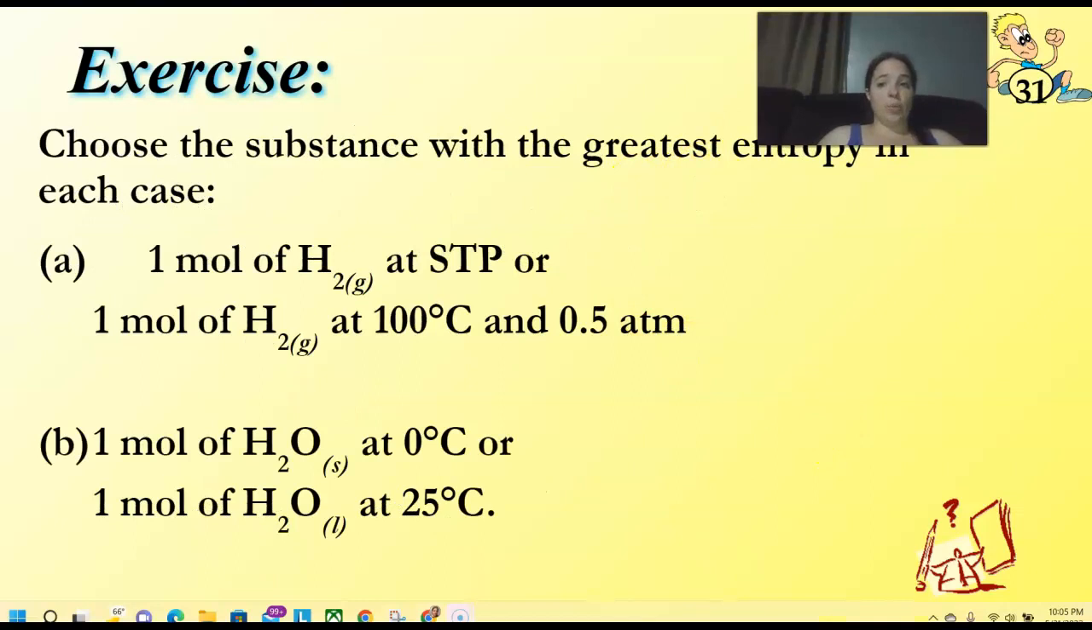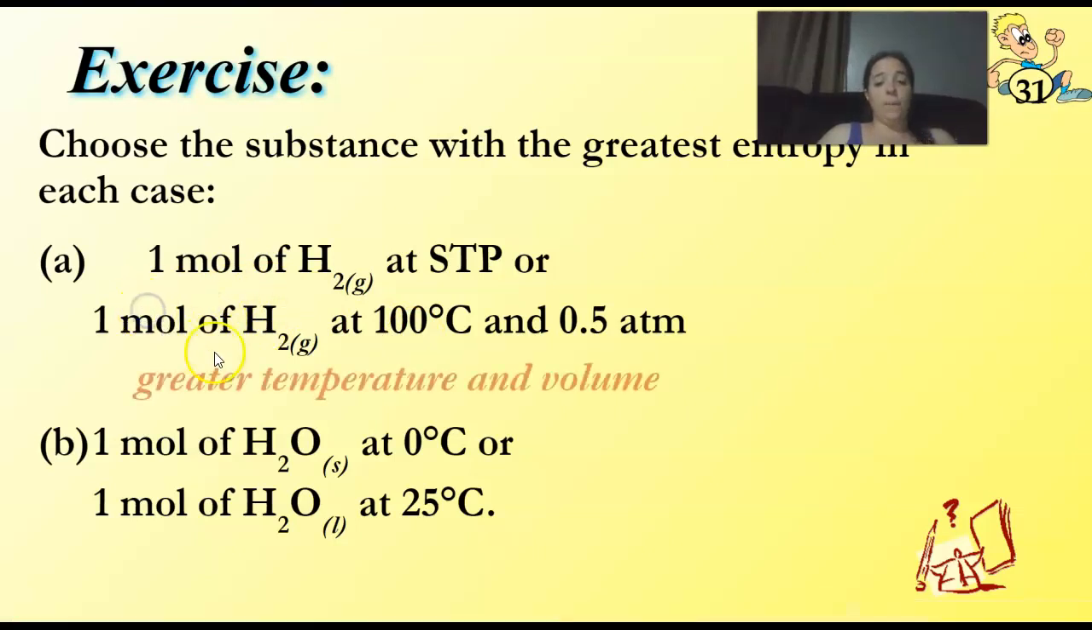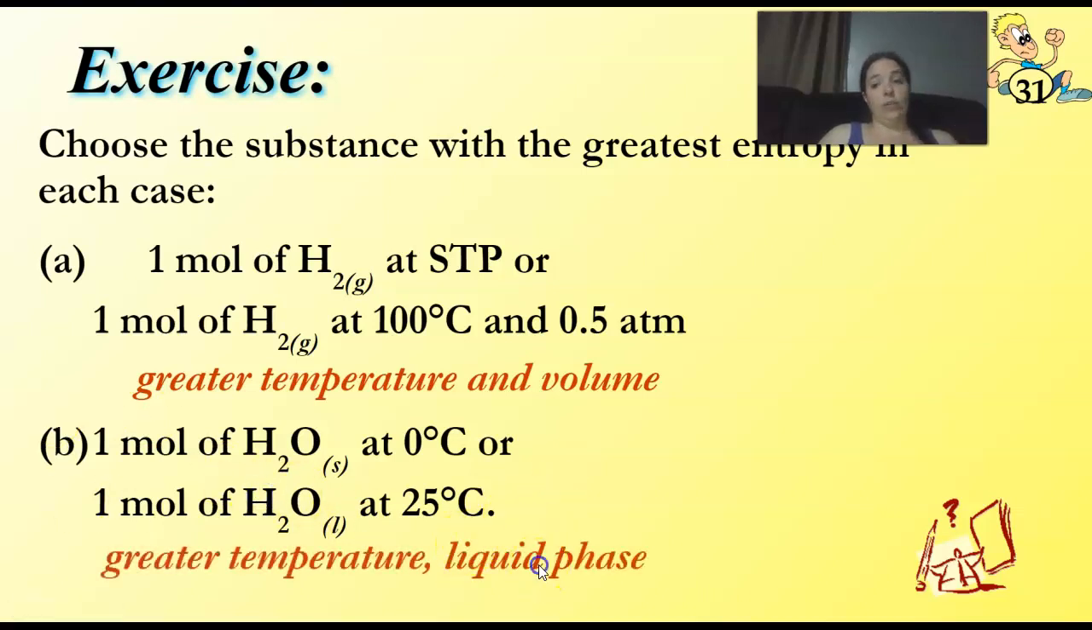Okay, greatest entropy again. I got to choose which one out of the following. So I got 1 mole of hydrogen at STP. STP is 25 degrees Celsius. 1 mole of hydrogen at 100 degrees Celsius. It's a lot hotter. Temperature's increasing. This is going to be my winner. Greater temperature and volume. All right. 1 mole of water, solid. 1 mole of water, liquid. Which one is more chaos? My liquid. Greater temperature again, liquid phase.